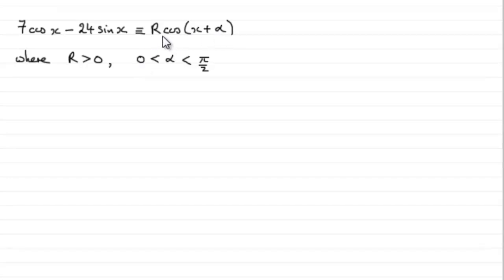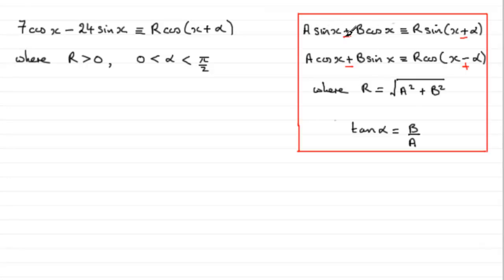Well, you can expand this bracket, but I find that it just takes too long. It's a typical type of question that comes up all the time, this kind of format. And if you've been on my previous tutorials, you'd remember that we talked through expressions like this. We've got an expression of this form, a cos x minus b sin x. It's identical to r cos(x plus alpha).